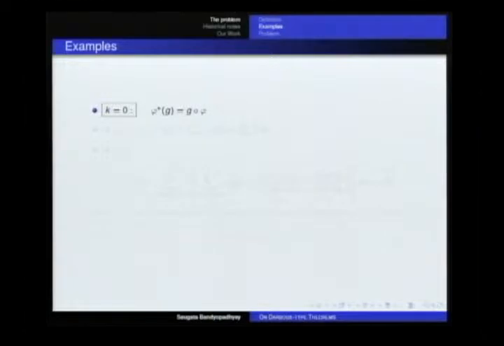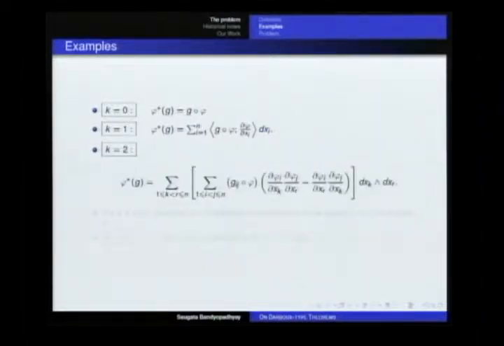When k is equal to 0, pullback is essentially the composition of functions. This is the example that we started the lecture with. When k is equal to 1, phi star g is a quasi-linear operator, that is, it is linear with respect to the gradient of phi. When k is equal to 2, it becomes completely nonlinear. Note that it now involves 2 by 2 minors of the gradient of phi, and it is a homogeneous polynomial of degree 2 of the gradient of phi. In general, for a k-form, the pullback is a homogeneous polynomial of order k of the gradient of phi.